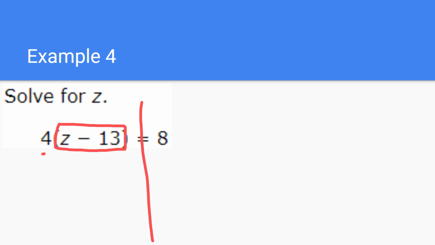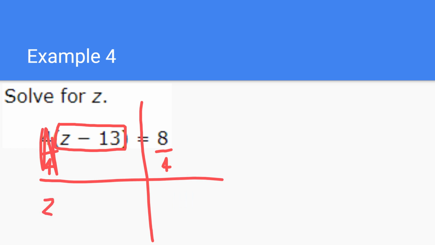So instead, I'm going to divide by 4 on both sides. All right, this right here is going to cancel out. Z minus 13 is what I'm left with on this side, and then 8 divided by 4 is going to give me 2. So once again, I still got my river. I'm going to box up my variable. I'm left with minus 13.